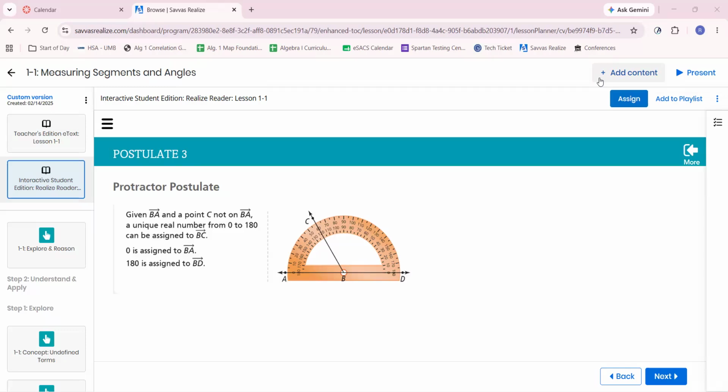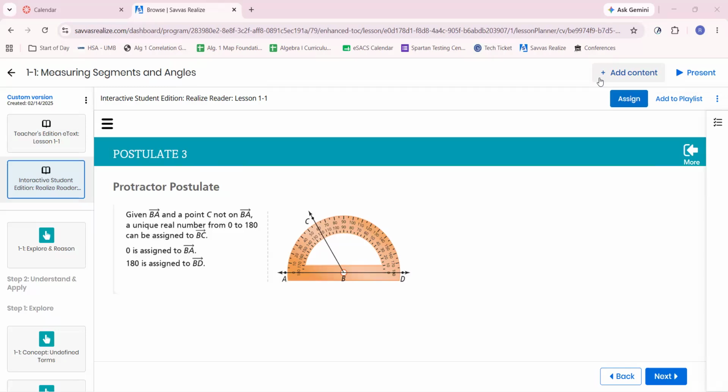I'm going to continue with where we left off yesterday. We finished segment addition postulate yesterday. We're moving on to angles now with the second part. So we're going to start with the protractor postulate, very similar to the ruler postulate that you saw yesterday.